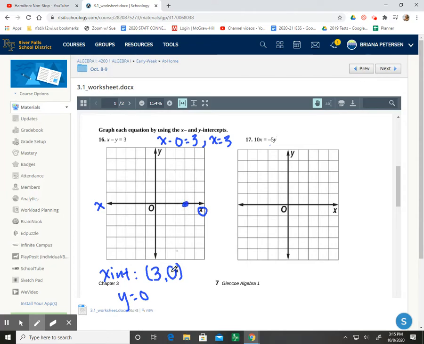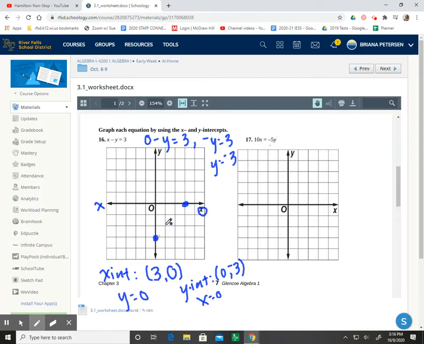So my x-intercept is (3, 0). And then for the y-intercept, x is always 0 because it's on the y-axis. So I know my x value is 0, and I need to find my y value. So I plug in 0 for x. I have 0 minus y equals 3. So 0 minus y is negative y, which equals 3. So y equals negative 3. That is my y value. And then I plot the point (0, negative 3).